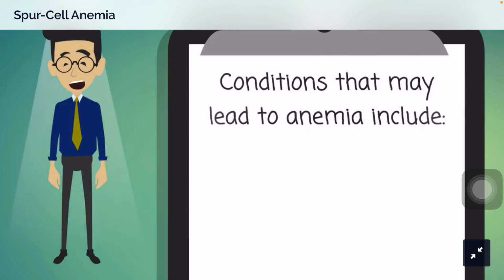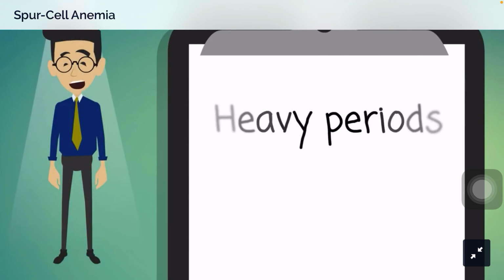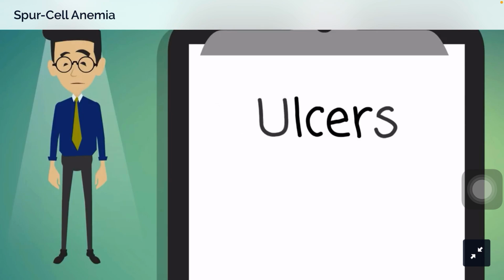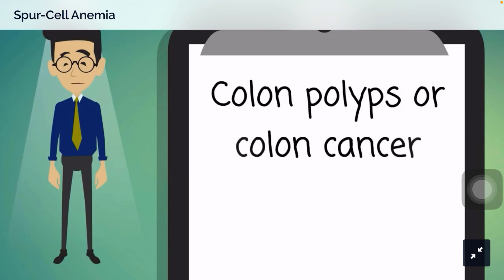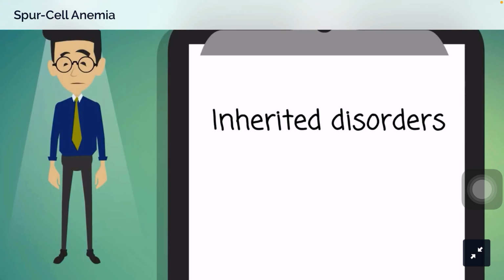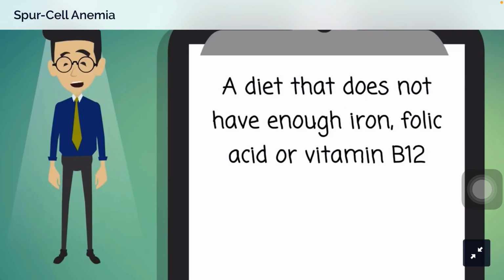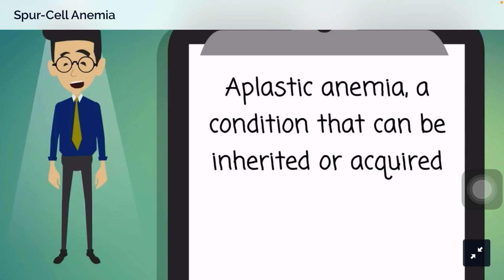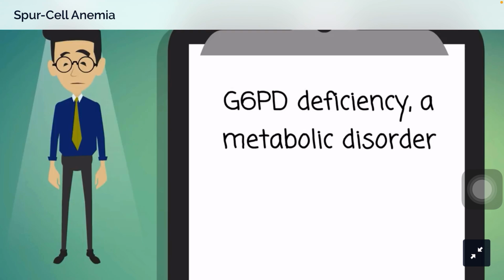Conditions that may lead to anemia include heavy periods, pregnancy, ulcers, colon polyps or colon cancer, inherited disorders, a diet that does not have enough iron, folic acid or vitamin B12, blood disorders such as sickle cell anemia and thalassemia, or cancer, aplastic anemia, a condition that can be inherited or acquired, and G6PD deficiency, a metabolic disorder.